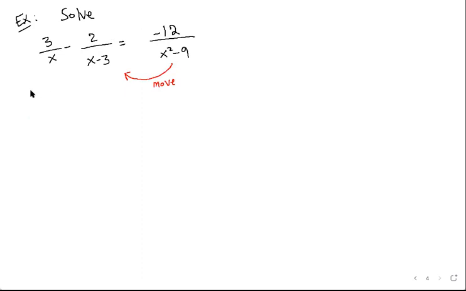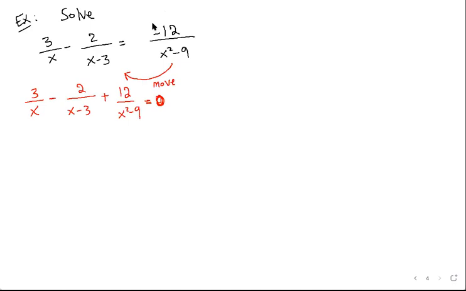After adding this one, what do I have? 3 over x minus 2 over x minus 3. Here it's negative, so it becomes positive: plus 12 over x squared minus 9 equals 0. So now we have all the fractions on one side and the other side equals 0.